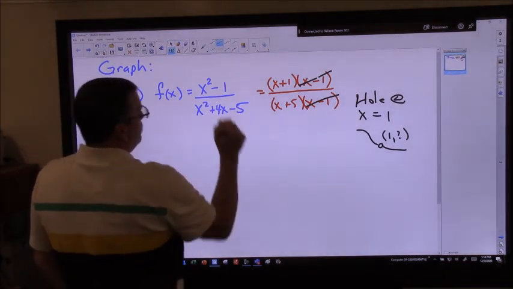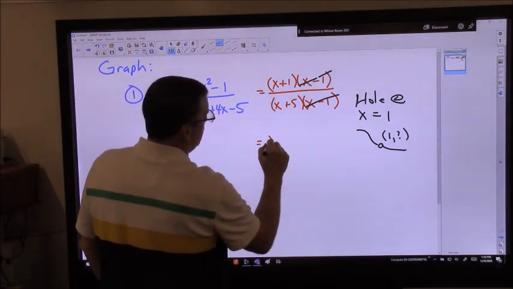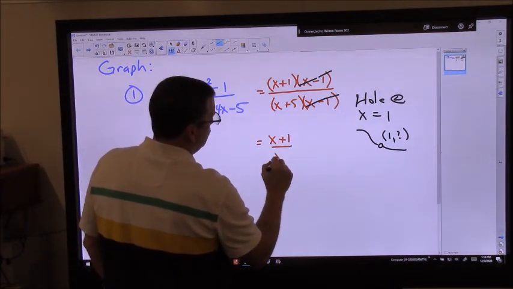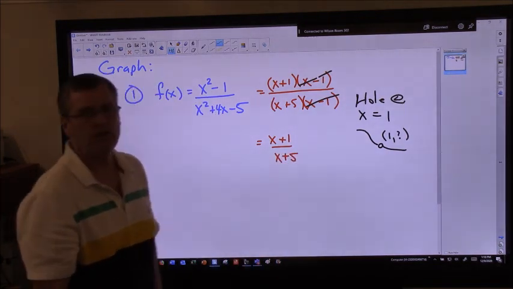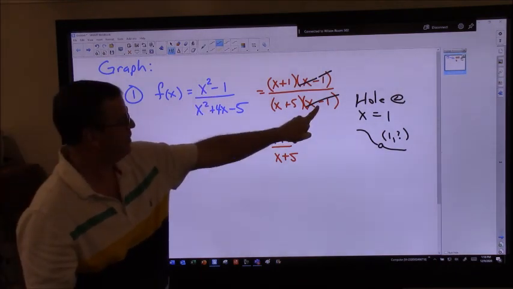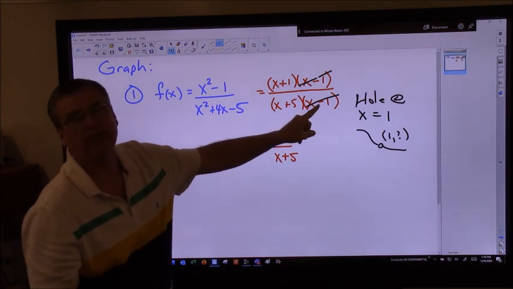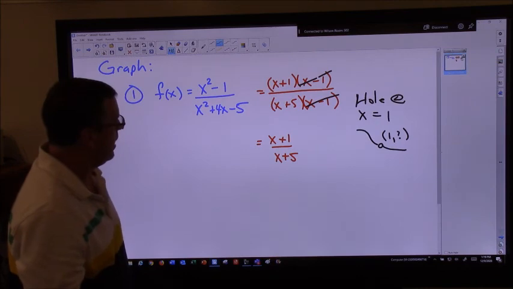So what that says to me is when I graph this function, it really looks like this function right here. They look the same except for the hole in the graph. The hole is caused by the original function, which if I plug in a 1, I'm going to get 0 in the denominator, and that's undefined. So we can't have a graph there. Okay?